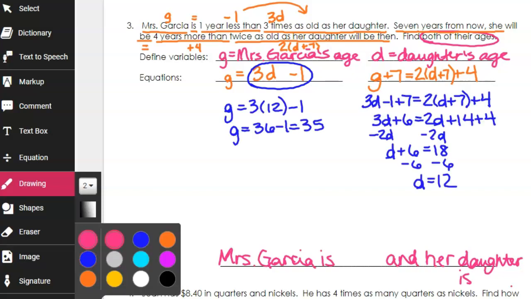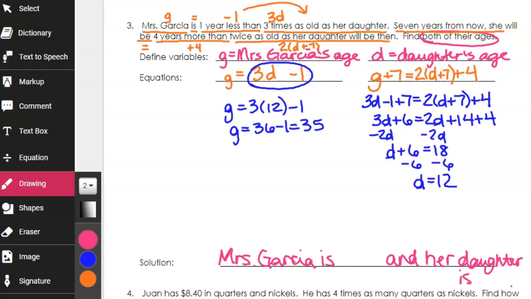So once you substitute 3D minus 1 for Mrs. Garcia's age, then you can combine some like terms. You can solve for D, her daughter's age is 12, but then you have to take this age and substitute it back in to find Mrs. Garcia's age. So Mrs. Garcia is 35 and her daughter is 12.